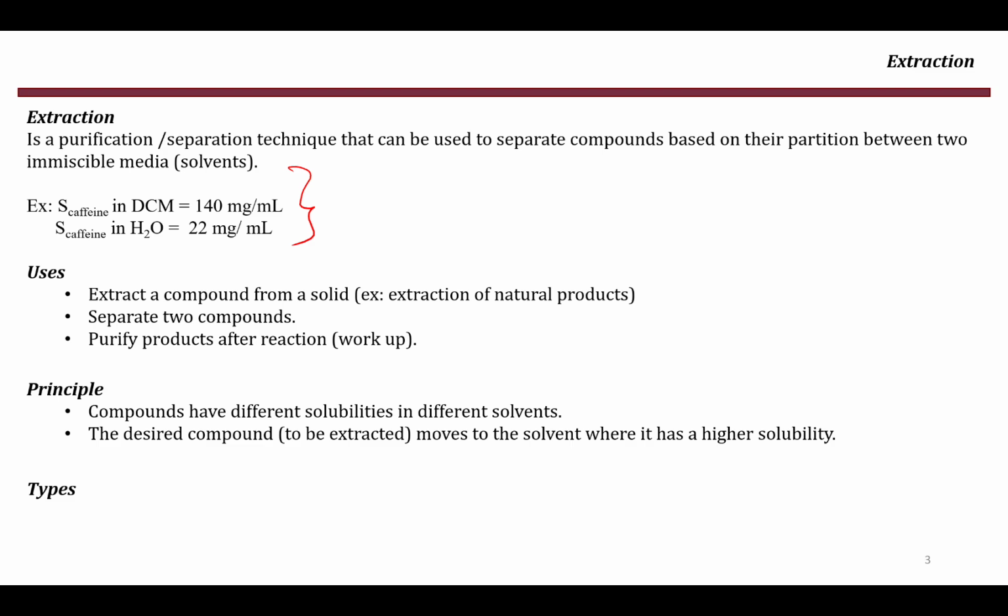What are the different types of extraction that we may use or see in an organic chemistry lab? The first one is the solid-liquid extraction. The second one is the liquid-liquid extraction. And the fourth one, which is just like a special type of liquid-liquid extraction, is called the acid-base extraction. So let's start talking about each of these types with more details.